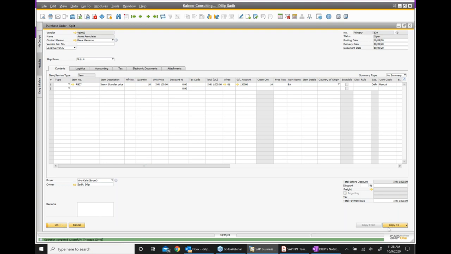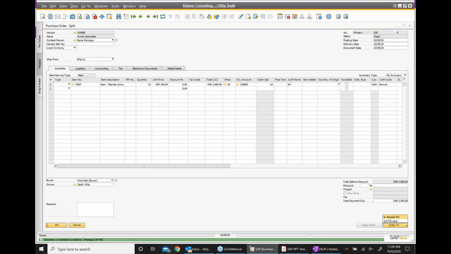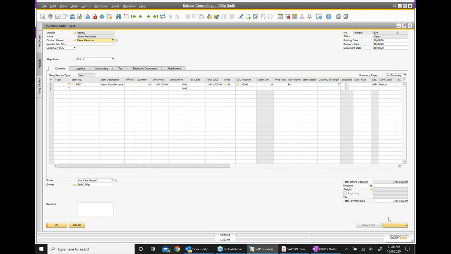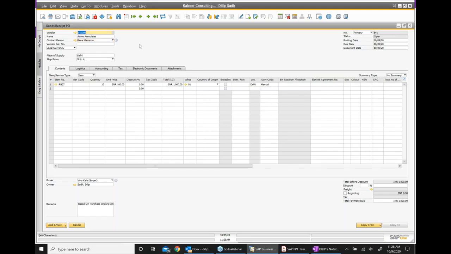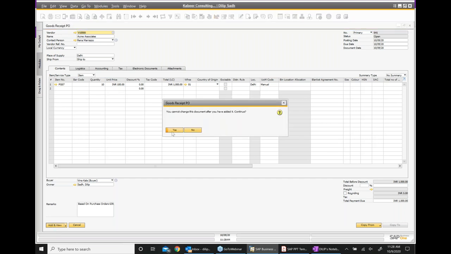After that, we create a goods receipt, GR posting. So this is your GR posting for quantity 10 and unit price is $100 per piece. And we add.